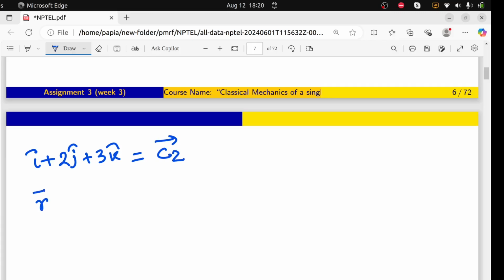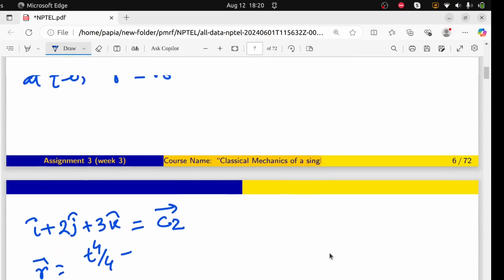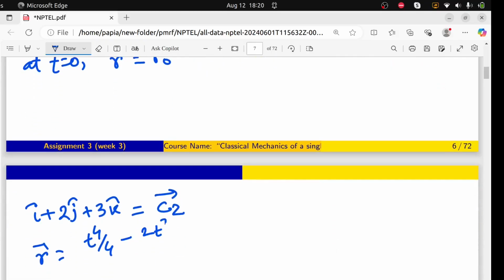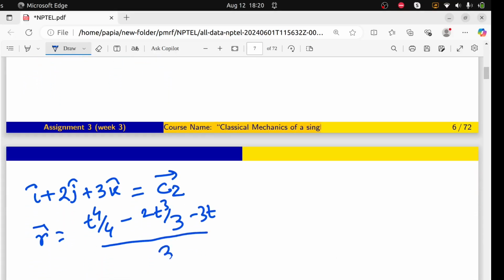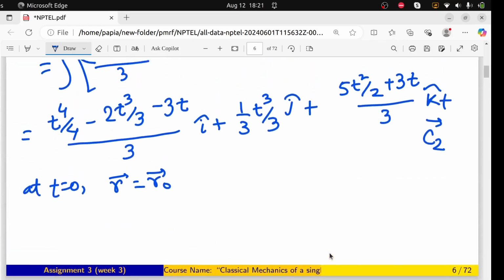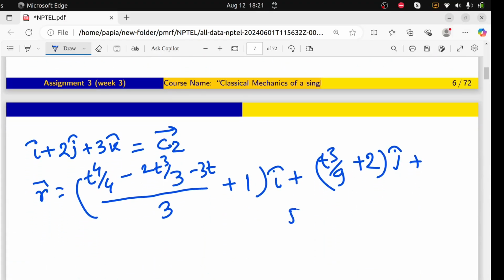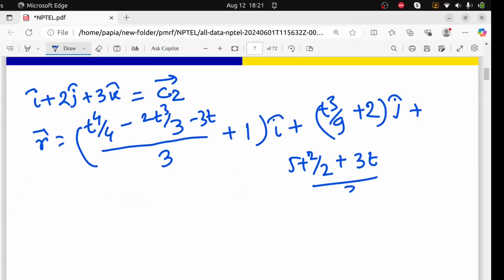So now our r vector will be simply t to the power 4 by 4 minus 2t cube by 3 minus 3t divided by 3 plus 1 whole i cap, plus t cube by 9 plus 2 j cap, plus 5t square by 2 plus 3t by 3 plus 3 whole k cap.